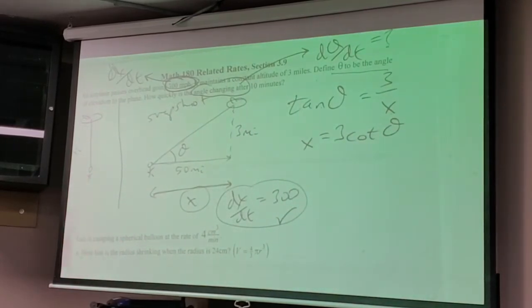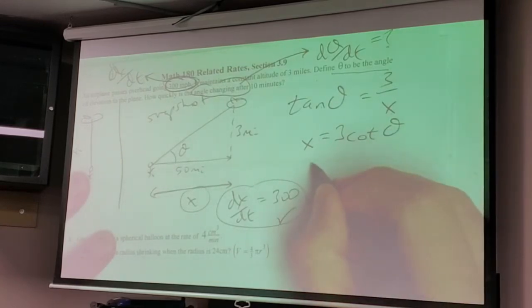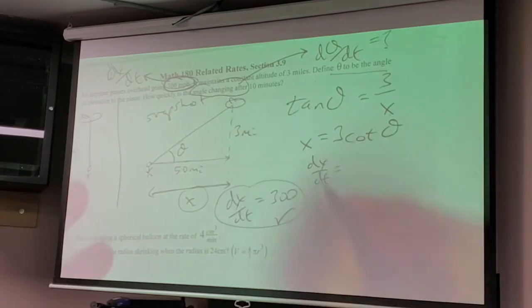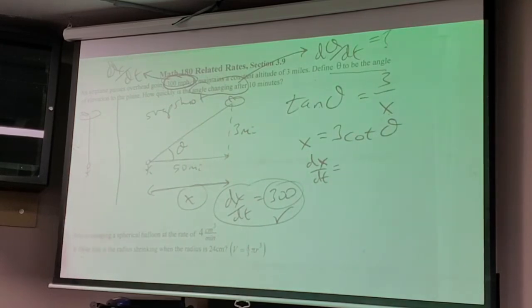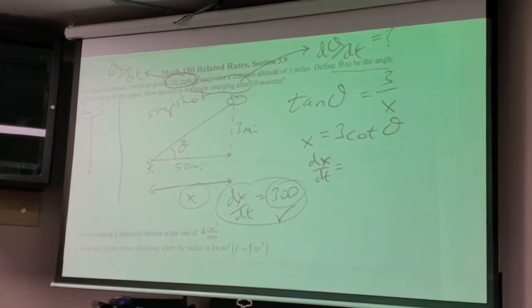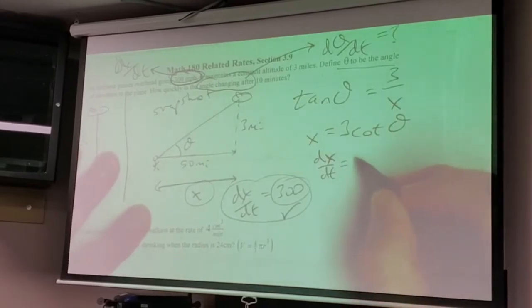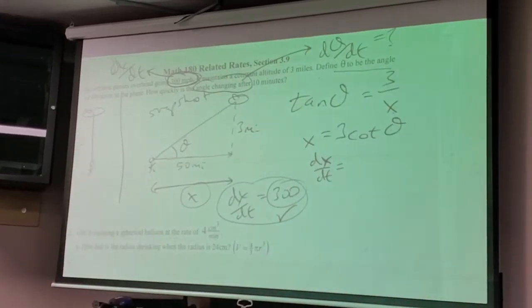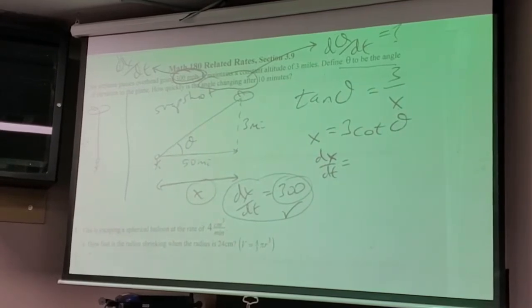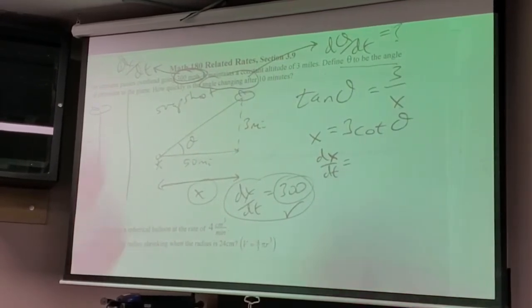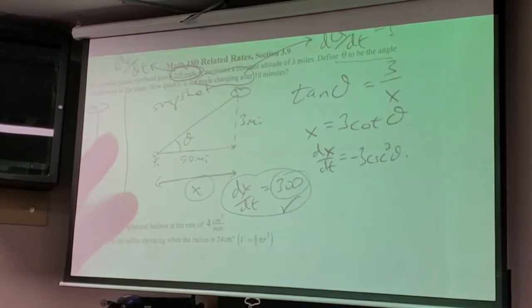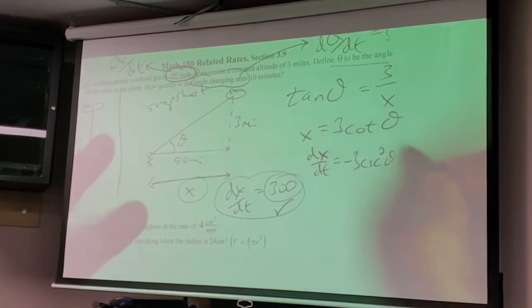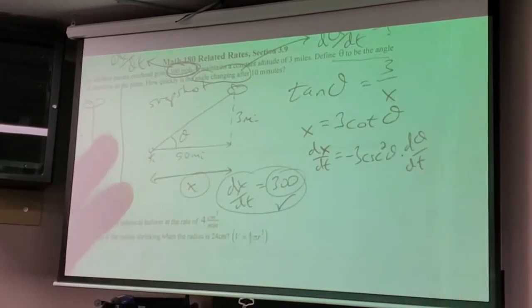Multiply the x up, divide the tangent down. Now let's do a derivative. That's dx dt, which is good because that's what I know. And what's the derivative of 3 cotangent theta? This is one you've got to know. 3 what? Good. So it's negative 3 cosecant squared theta times d theta dt.